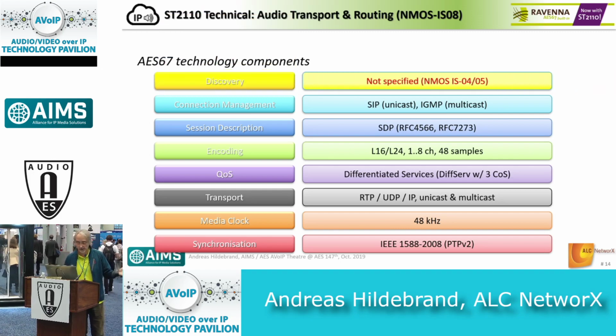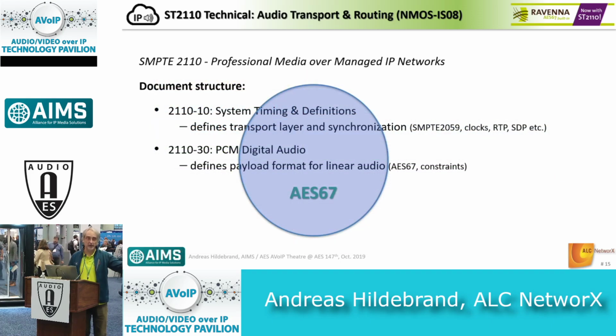Now what is not being defined is the discovery mechanism. So AES67 is silent on how streams are actually discovered on the network. Well, that's deliberate, because it's not really required for interoperability. If you know what's on the network, you can make the connection and you can actually exchange stuff. Luckily enough, there are other standards which jump into this missing piece, like NMOS, IS-04, IS-05, which address this part of the functionality. So back to 2110.